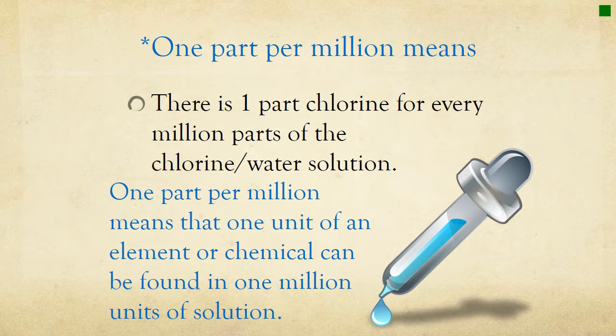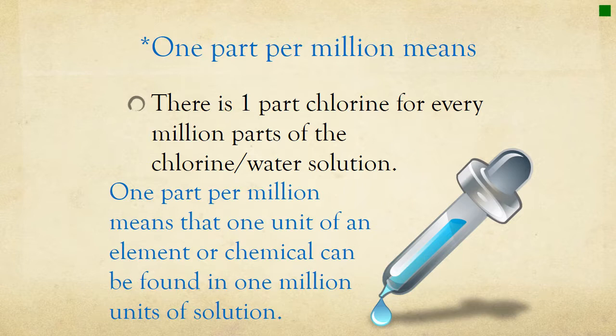So, for example, let's say we had 1,000,000 golf balls, and we took one of those golf balls and painted it red, and we put that back into the mix. Well, we could say that one golf ball out of the million is red. That's kind of what a part per million is.